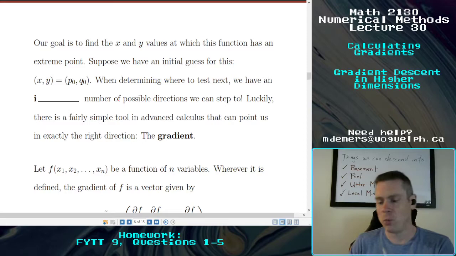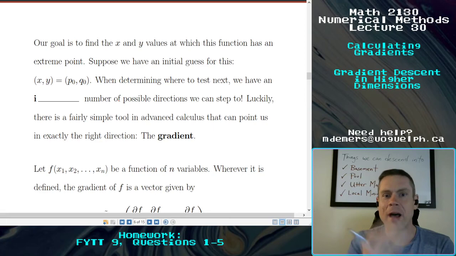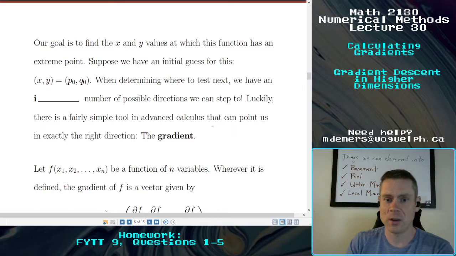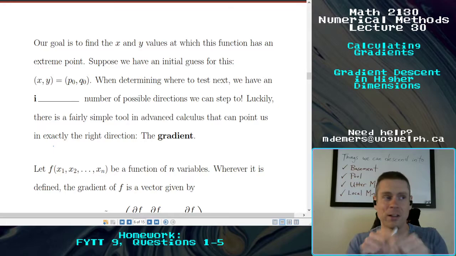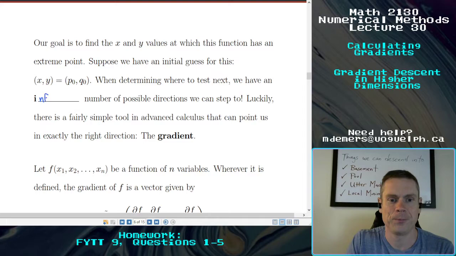We want to figure out what the x and y values are at which the function attains an extreme point. In that last example, that picture, a minimum point. Suppose we have an initial guess for this, (x, y) = (p0, q0). When determining where to test next, the difference between this and our 1D example is that there are not just two directions to move. And there aren't even four. It's not just left, right, up, or down. I could move in any spectrum of directions in between, right? There's an infinite number of possible directions that we can step to.